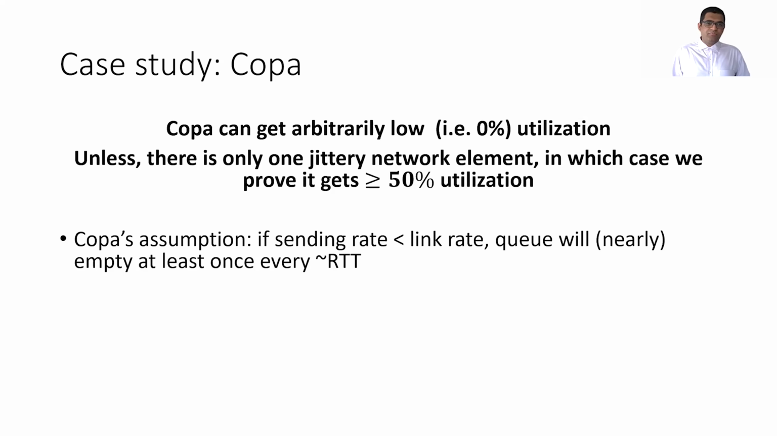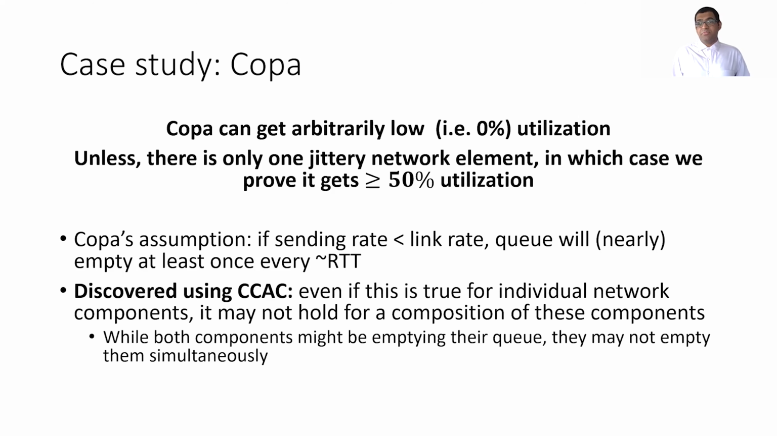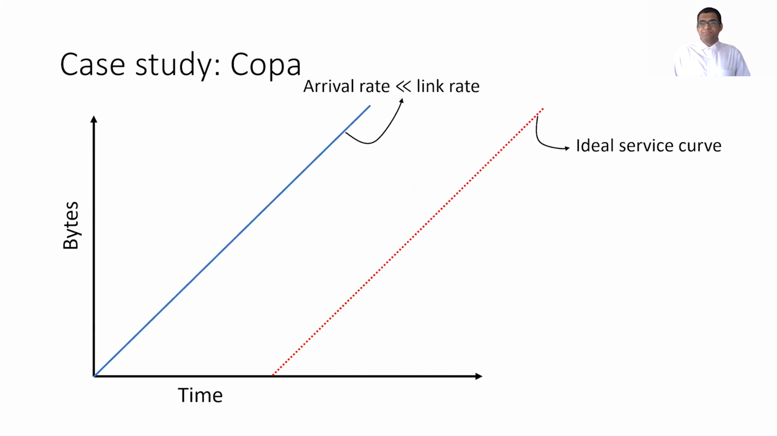So what happened? Well, COPA's key assumption is that if the sending rate is less than the link rate, then the queue will nearly empty at least once every RTT. But what SIGCOMM told us, which we did not realize while we were designing COPA, is that even if this assumption holds for individual network components, it may not hold for a composition of these components. That is, while both of these components empty their queue, they may not empty it at the same time, leading to a persistent queue. This is how we'd represent that graphically.